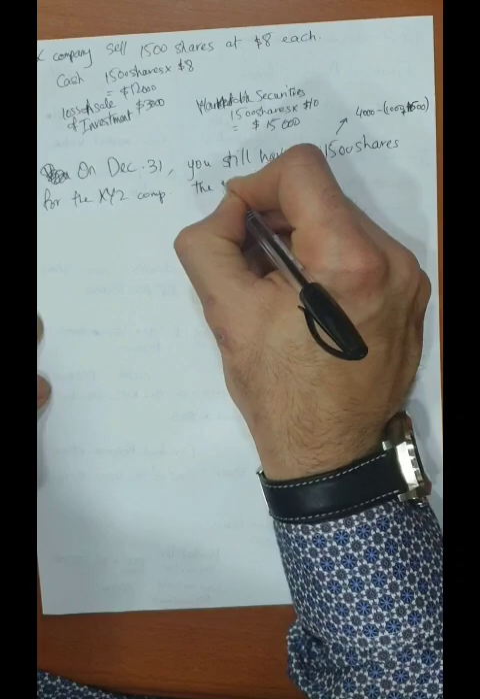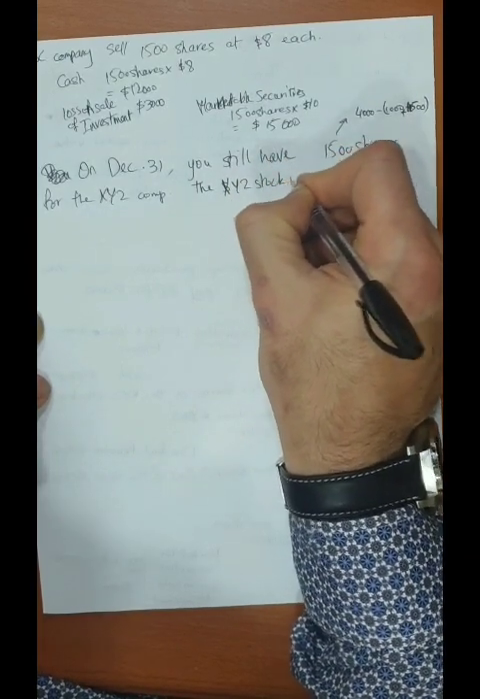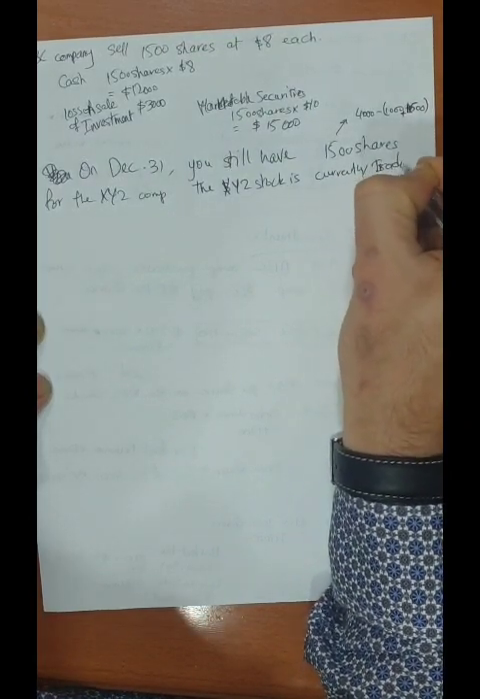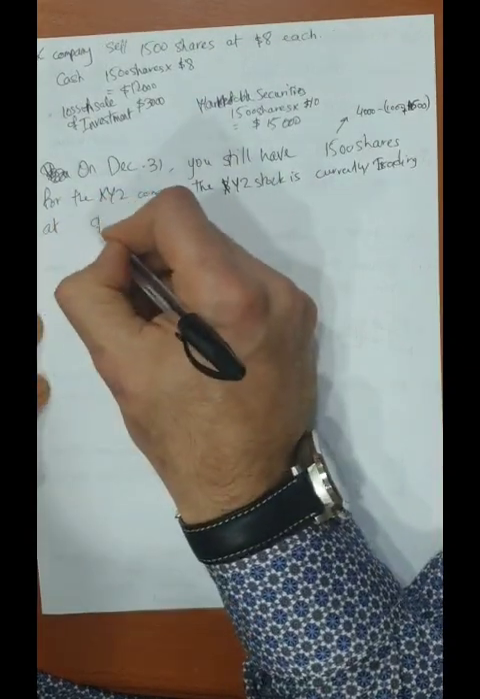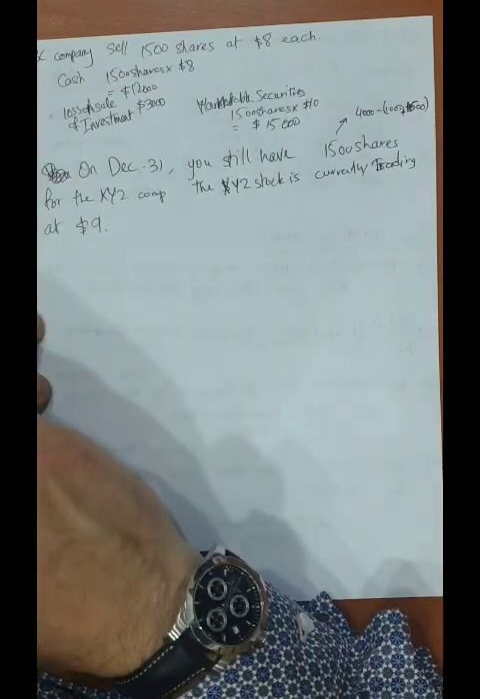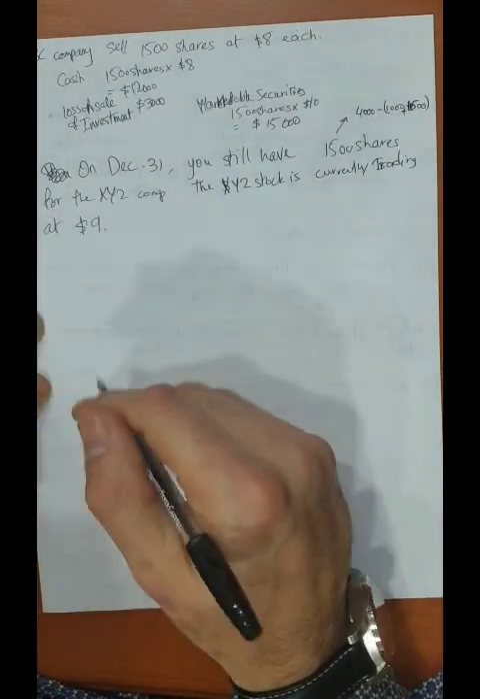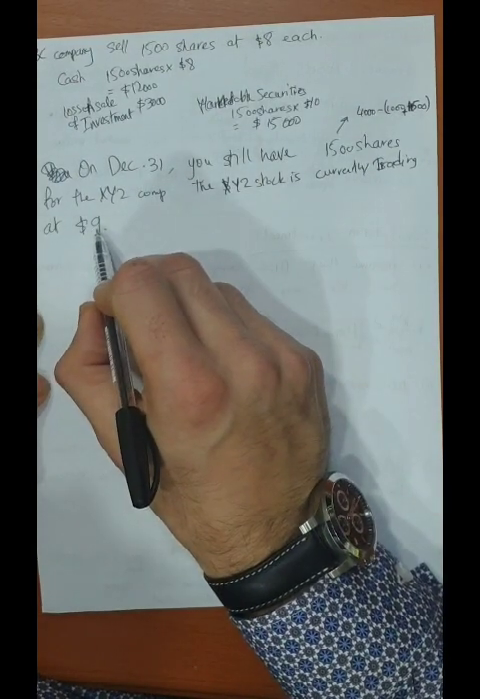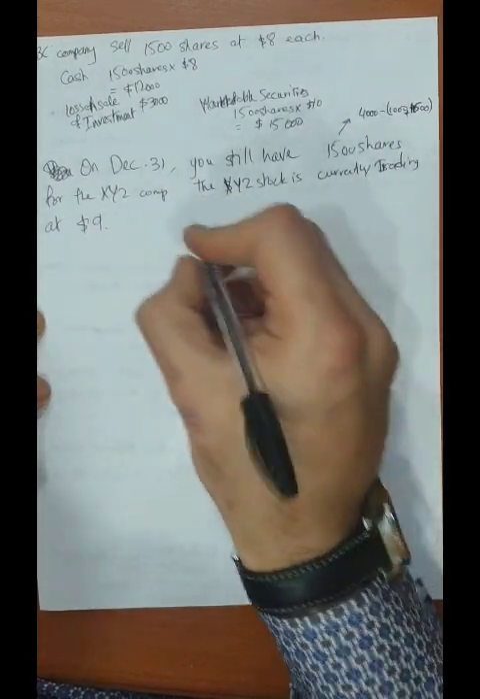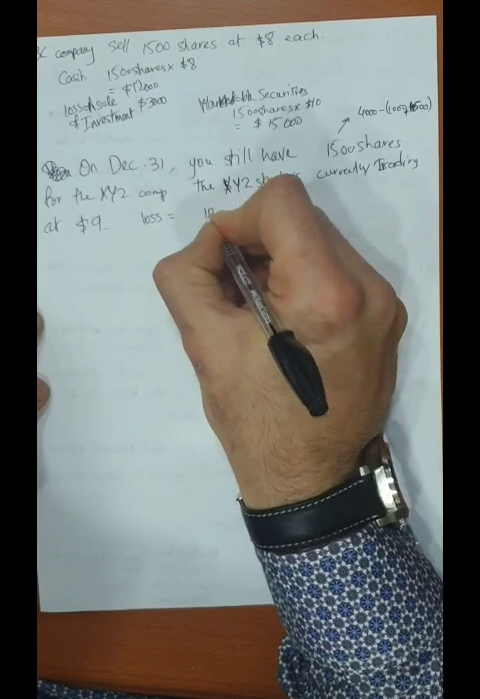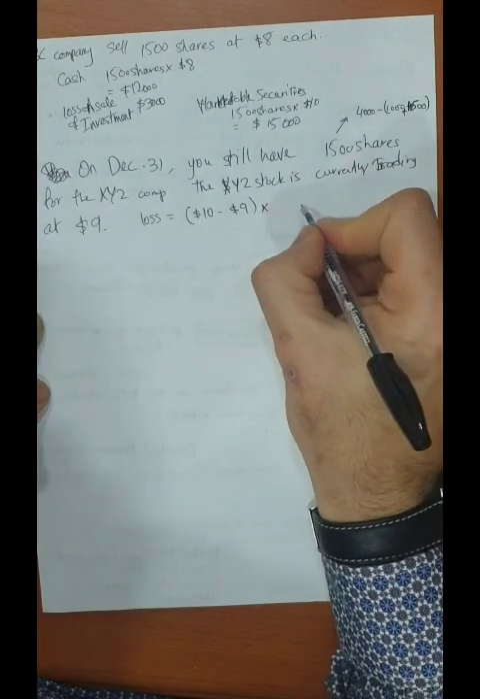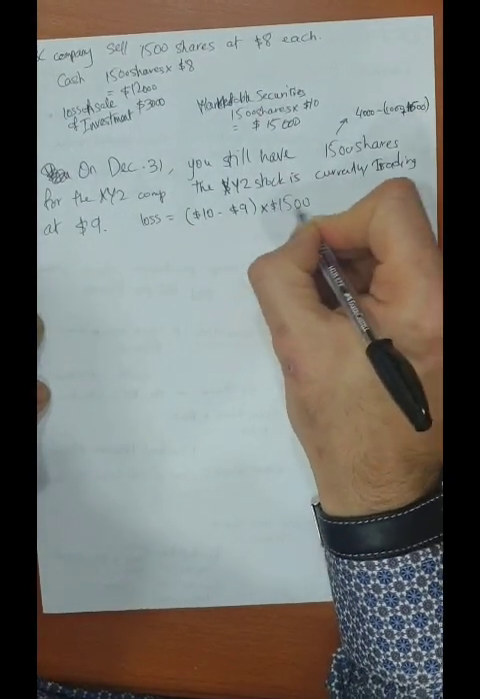The XYZ stock is currently trading at $9. So each stock has a price of $9. In order for you to adjust your records so that you realize this loss, you need to first compute the loss. So the loss is equal to $10 minus $9, which is the difference of $1, multiplied by the 1,500 shares.